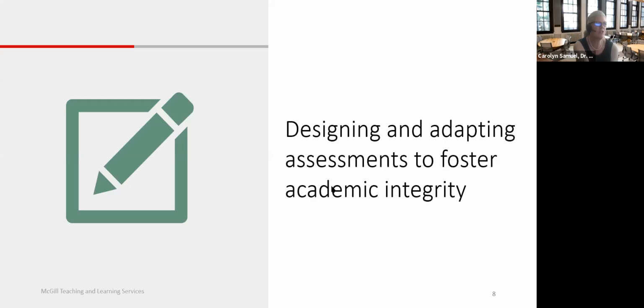So we'll go into this topic of designing and adapting assessments to foster academic integrity. One key point that we want to make is that we want to move away from the idea of one-to-one correspondence, in that if you did a 3-hour exam, maybe you're not going to do a 3-hour exam in the remote environment. Maybe you're going to do something different, or a combination of assignment types in lieu of that 3-hour exam. So we need to broaden our horizons and think differently.